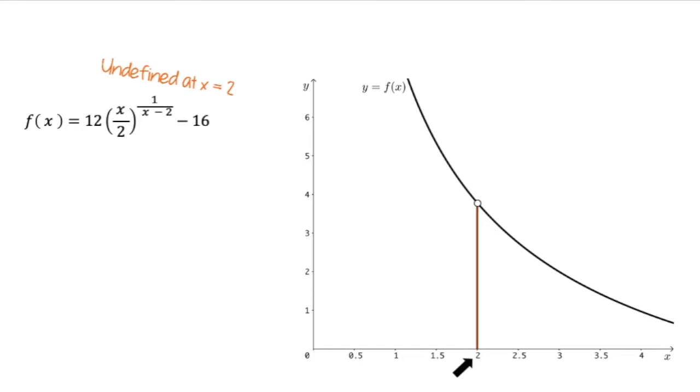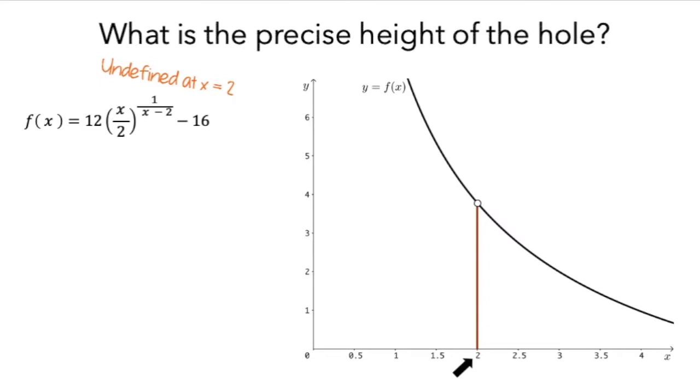Since we know the x value of this hole, we ask what is the precise height of the hole. We can indicate this unknown value on the y-axis. It looks like this value is roughly 3.8 units. If we were to zoom in, we could better estimate the height of this hole, but it will still be an estimate. Instead of zooming in immediately, let's look at a systematic way to find the height of the hole as accurately as desired.